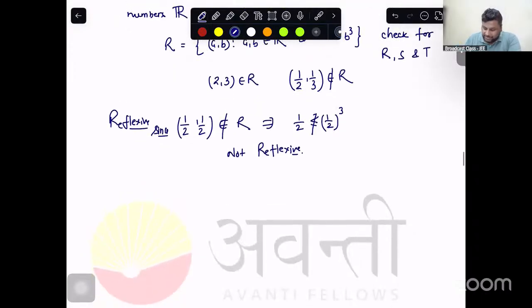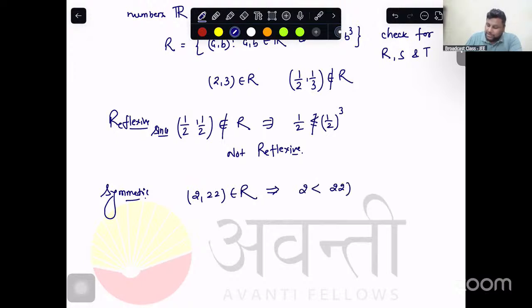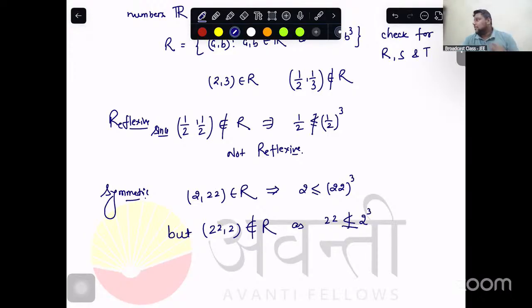Now let's come to symmetric. See, 2 comma 22. Does it belong to relation? Because 2 is less than 22 whole cube. Am I correct? But 22 comma 2 does not belong to relation as 22 is not less than or equal to 2 cube. Tell me if I'm wrong.